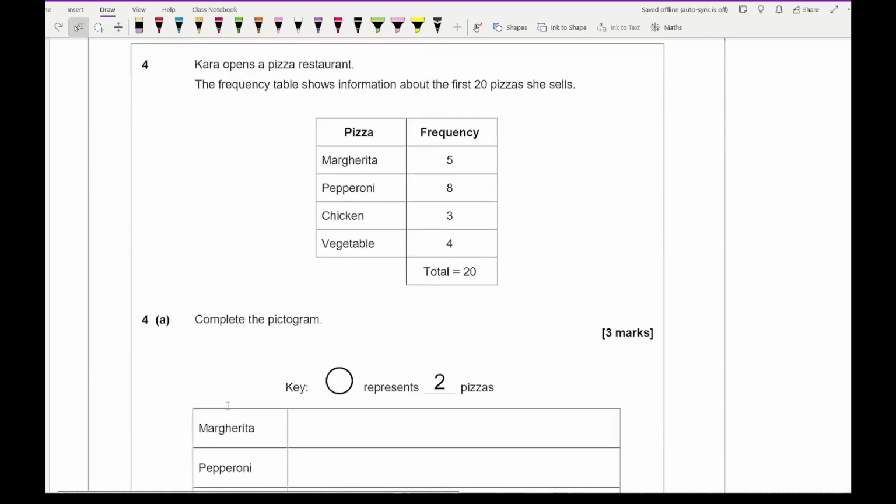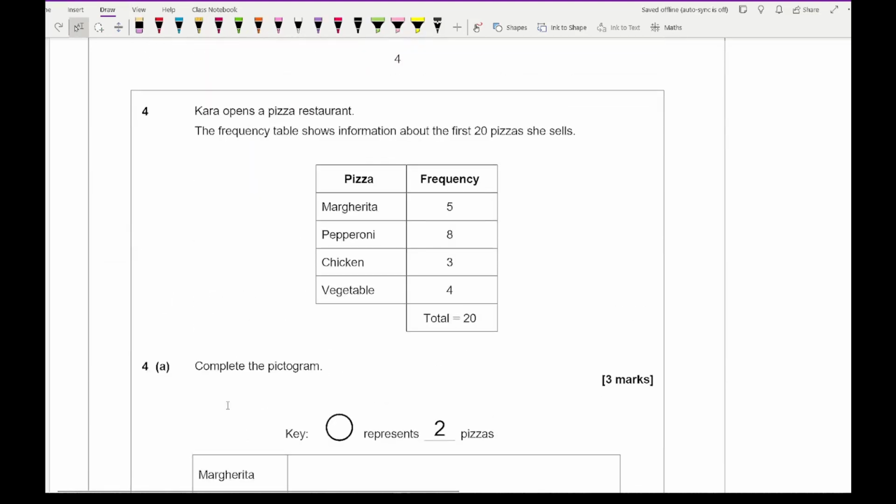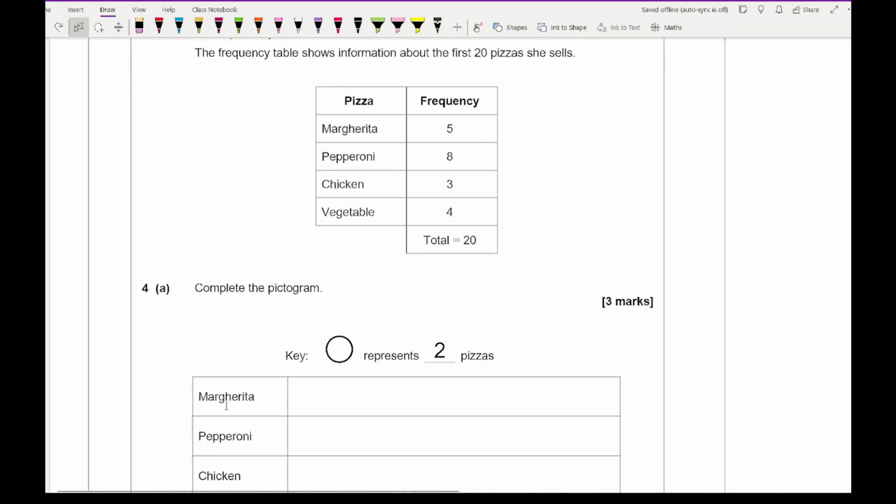Moving on to question 4, it says that Cara opens a pizza restaurant. The frequency table shows information about the first 20 pizzas she sells, and we want to complete the pictogram. So a circle represents 2 people. So how many 2's go into 5? Well, that's going to be 2.5. Then how many 2's go into 8? That's going to be 4, so that's going to be 4 circles.